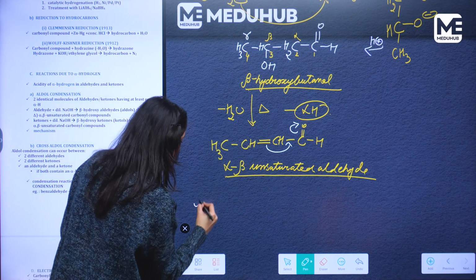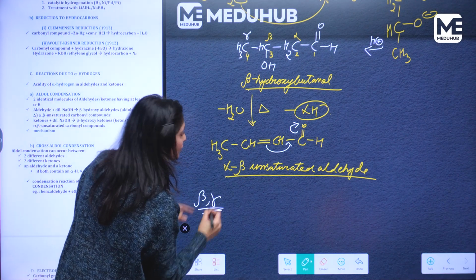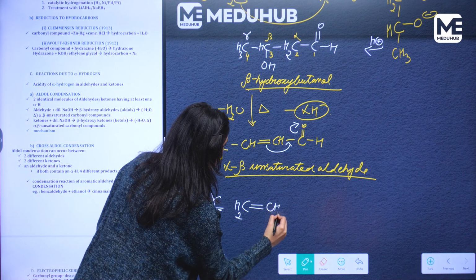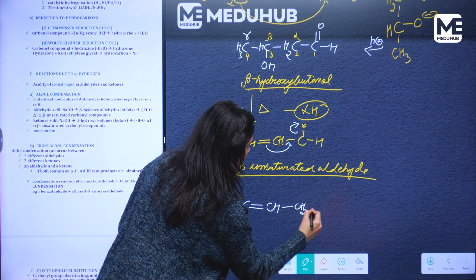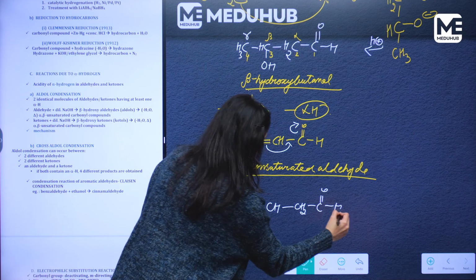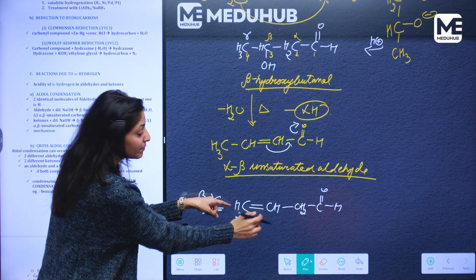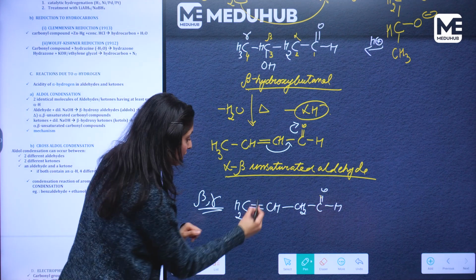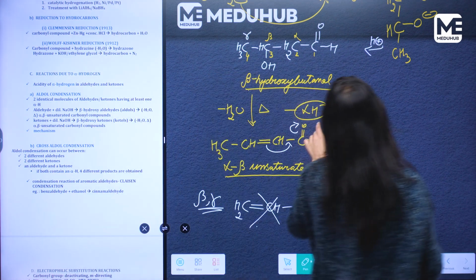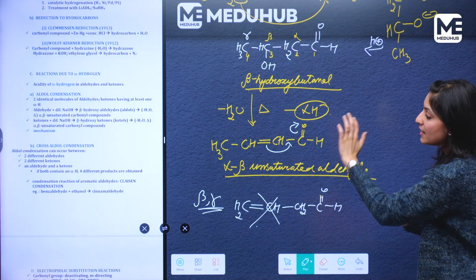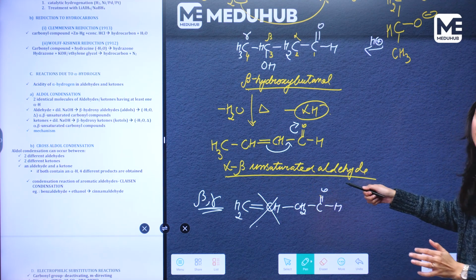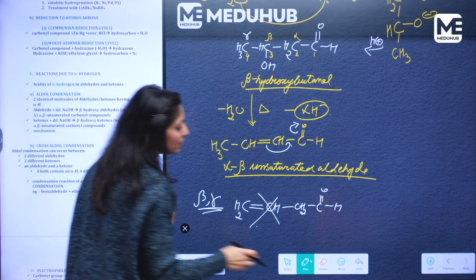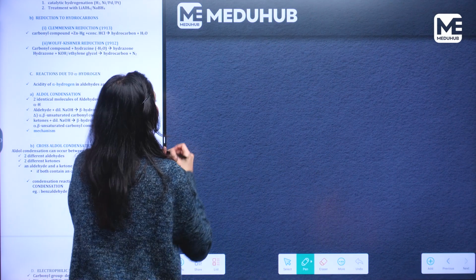But if you have a beta gamma unsaturated compound like this, this beta gamma unsaturated compound has no resonance stability because this is not in conjugation with this double bond. Hence, upon heating, only the alpha hydrogen is lost and we get this alpha beta unsaturated aldehyde. So this is the mechanism. We'll take one more example to understand aldol condensation.